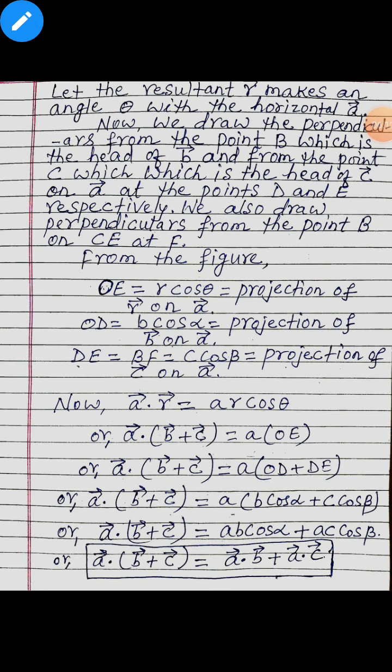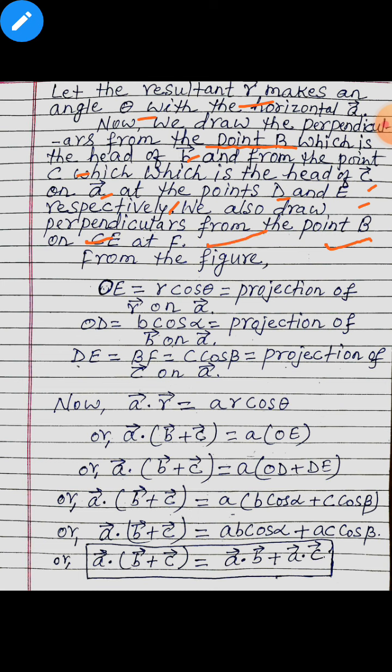Let the resultant R vector make an angle theta with the horizontal. Now we draw perpendiculars from the point B, which is the head of B vector, and from the point C, which is the head of C vector, on A vector at the points D and E respectively. We also draw a perpendicular from the point B on C at F.